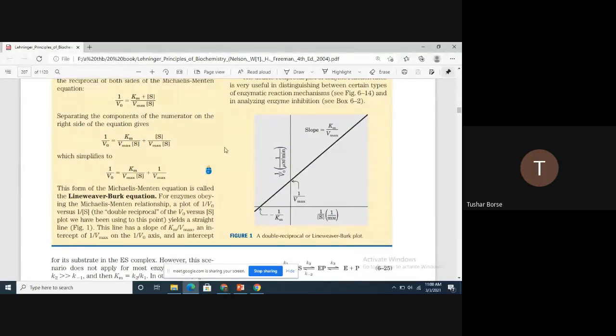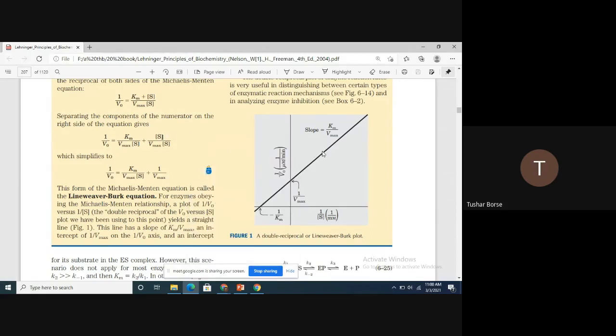Yeah, this is the plot. What you can see here is the LB plot. Just look at this positive side. You have the 1 upon s here and 1 upon v0 on the y-axis. When you plot this graph, you see that all the points gather in this particular region only.